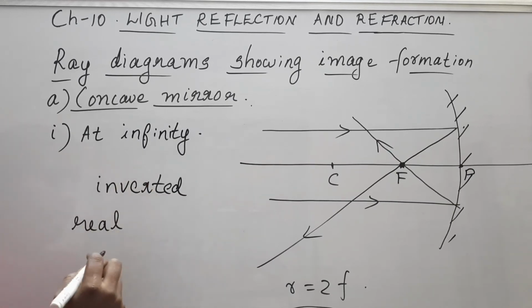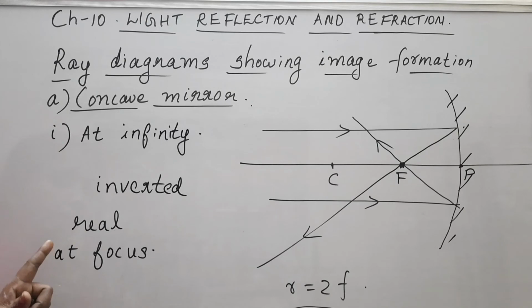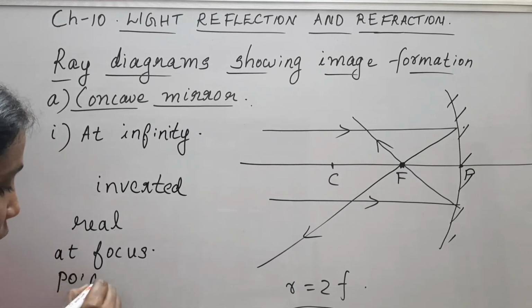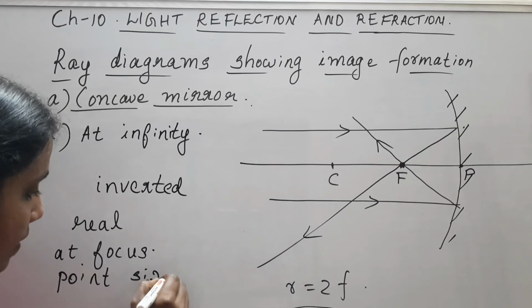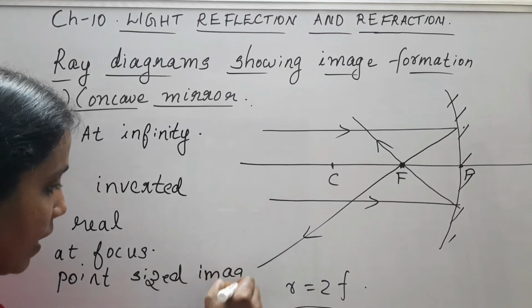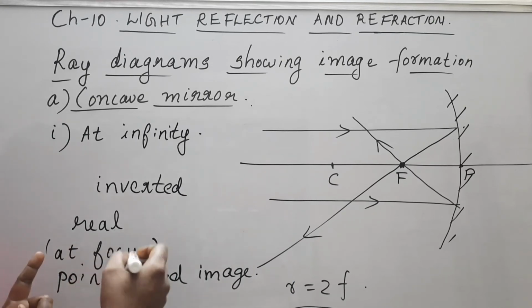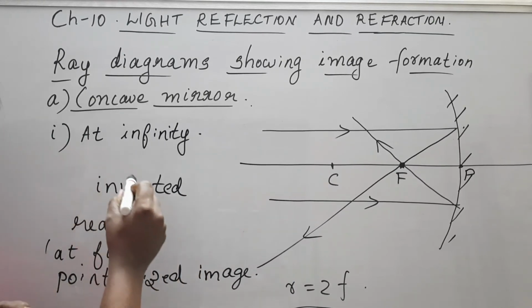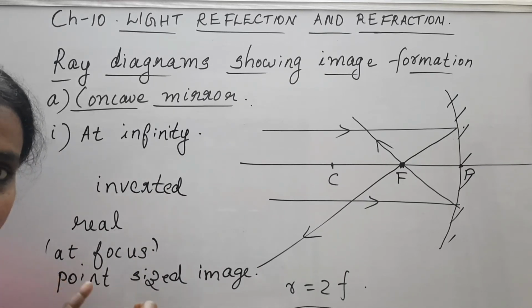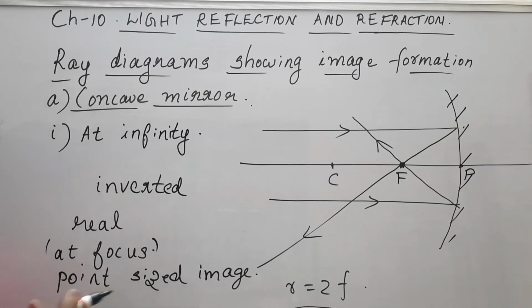So real and inverted, and it is formed at focus. Where the image is formed, it is formed at focus. And the size of the image is point sized. So these four characteristics we can write about the image formed when the object lies at infinity. Which are the characteristics? The image is formed at the focus. And it is real, inverted, and the size of the image is very, very small. It is point sized image. Hope you followed. When the object is at infinity, image is at focus.